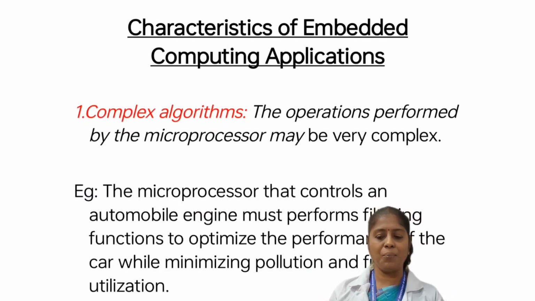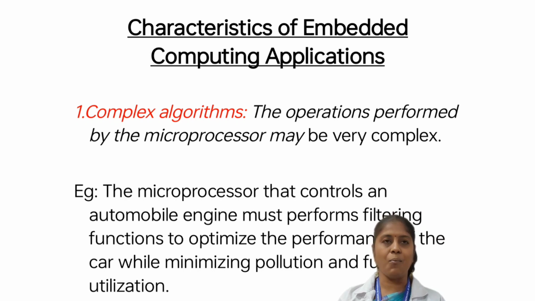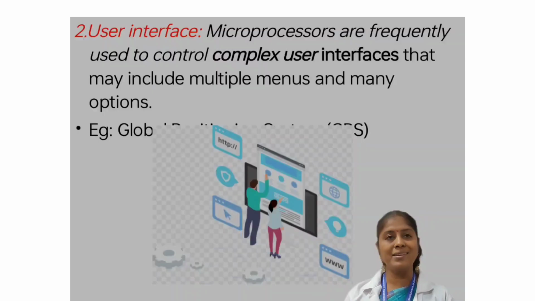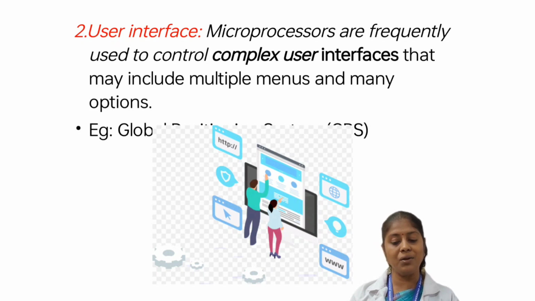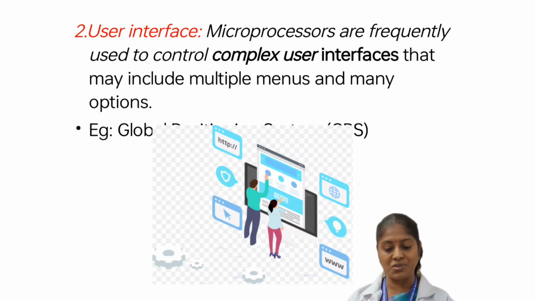The characteristics of embedded computing applications are: the first one is complex algorithms. The operations performed by a microprocessor may be very complex. For example, the microprocessor that controls an automobile engine must perform filtering functions to optimize the performance of the car while minimizing pollution and fuel utilization. The next one is user interface. Microprocessors are frequently used to control complex user interfaces that may include multiple menus and many options. For example, GPS, Global Positioning System.